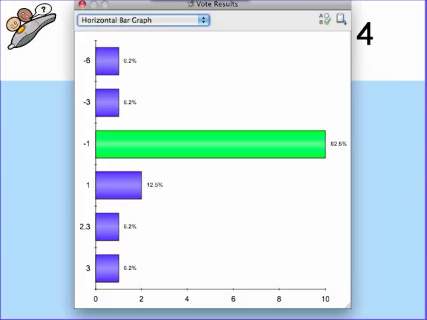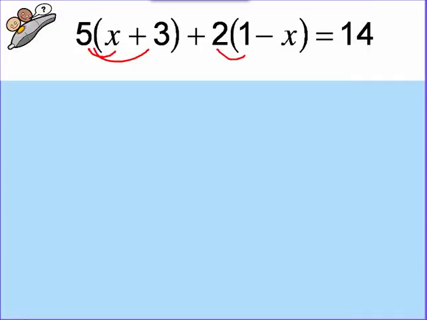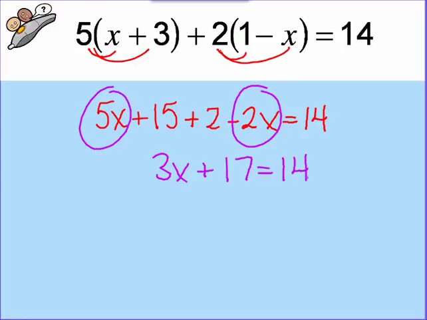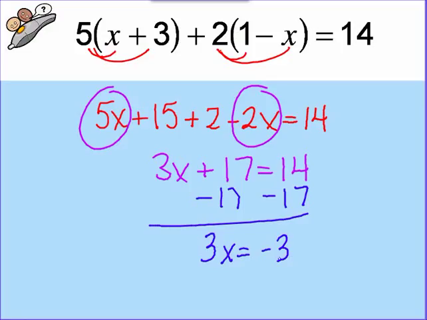Okay, next one, distributive property. And the answer is -1. Good. So what we need to do here is distribute. When I distribute the 5, I get 5x plus 15 plus 2 minus 2x, that equals 14. Add like terms, you get 3x plus 17 equals 14. If I now subtract 17 from both sides, I get 3x equals -3, and so then x equals -1. Okay, let's look at the very last one.